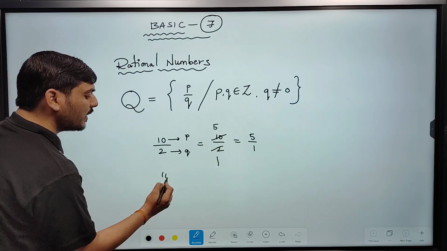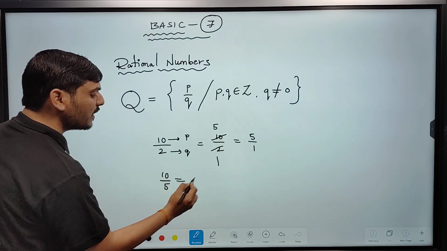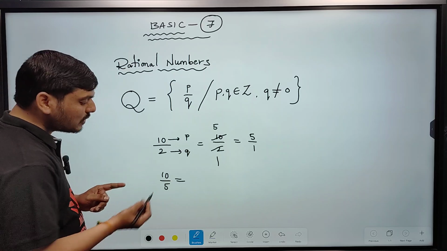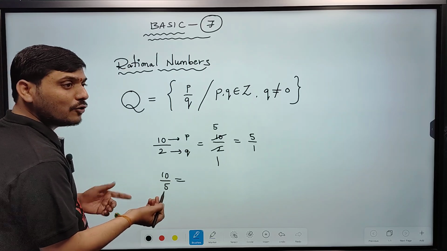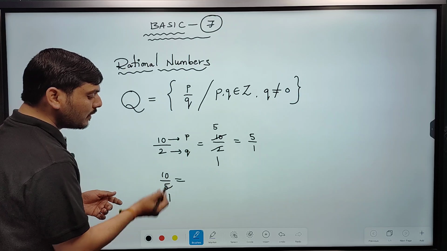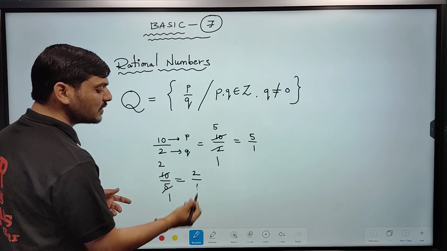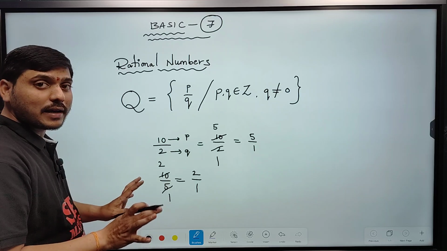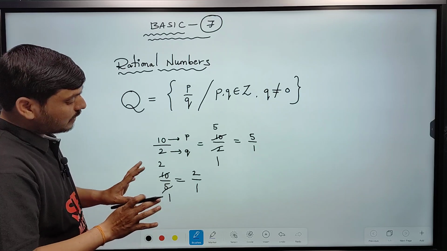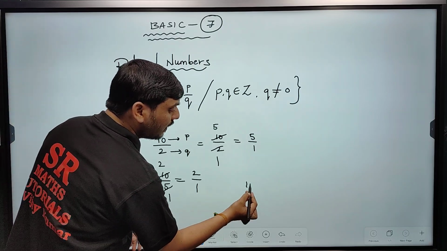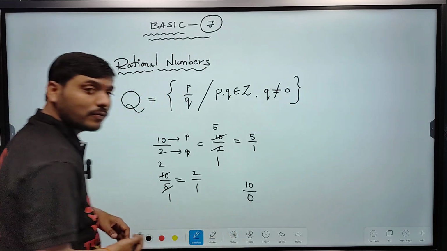Now I am taking 10 by 5. This is also a P by Q form. This is also a rational number because the P value is 10 and the Q value is 5. Now I am taking the 5 table: 5 ones are 5, 5 twos are 10. The final answer is 2 by 1. This is also clear. Are there any doubts? Now I am going to 10 divided by 0.